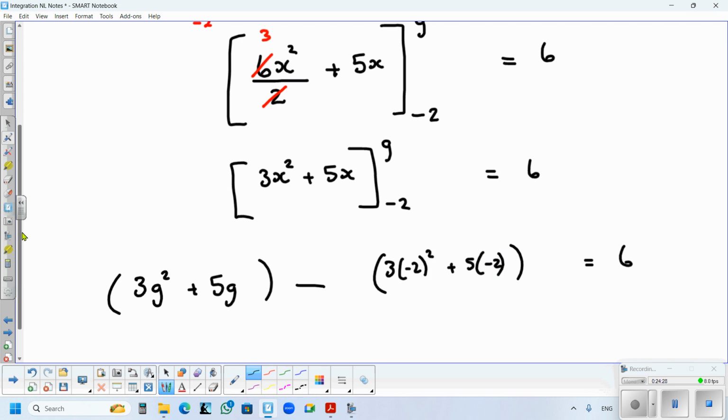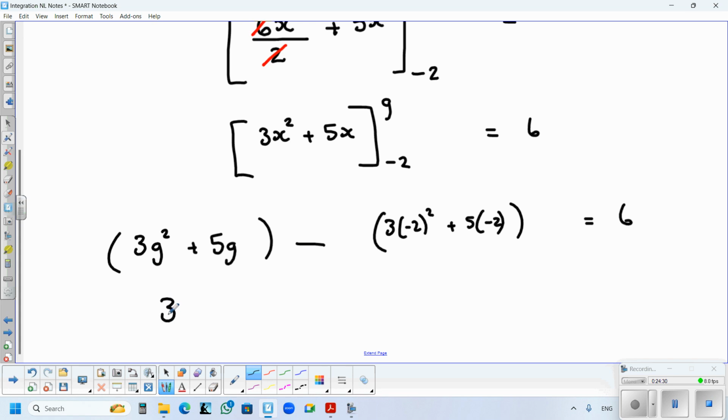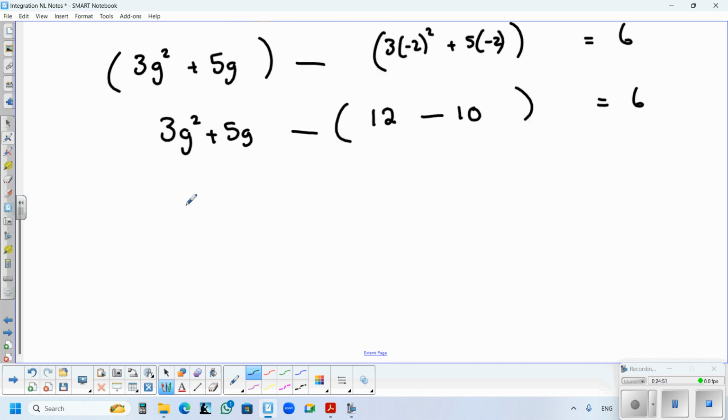So we'll tidy it all up. Can't really do anything with that. So it's 3g squared plus 5g. And I want to take away, I can tidy this whole bracket up. -2 squared is 4. 3 4s are 12. 5 times -2 is -10. That wee 6 is still sitting there, I've not forgotten about it. And I'm going to tidy this whole thing up. So I've got 3g squared plus 5g. 12 take away 10 is 2, so that's minus 2, and it's equal to 6.